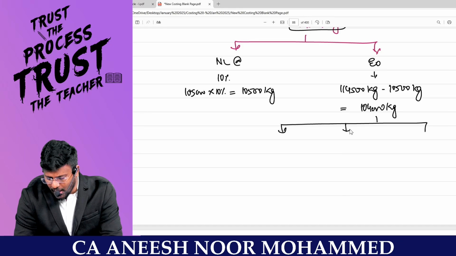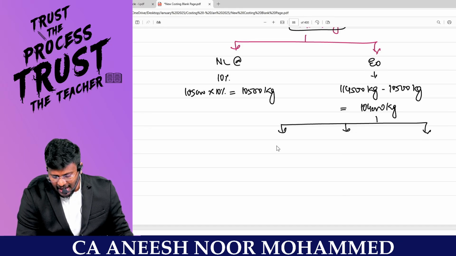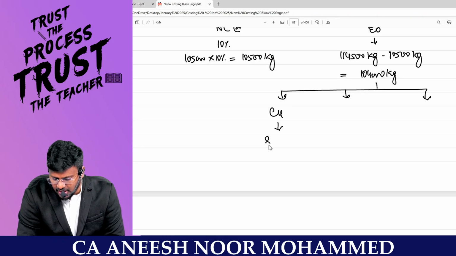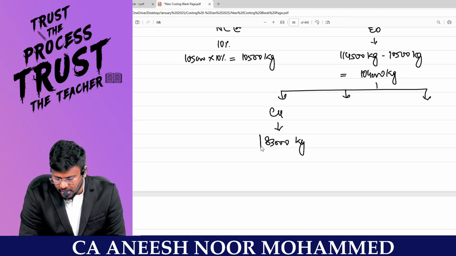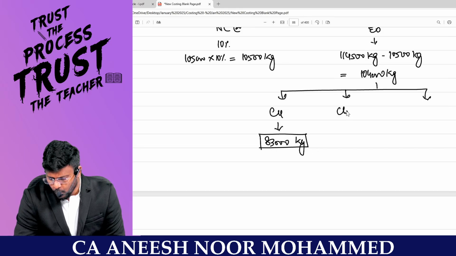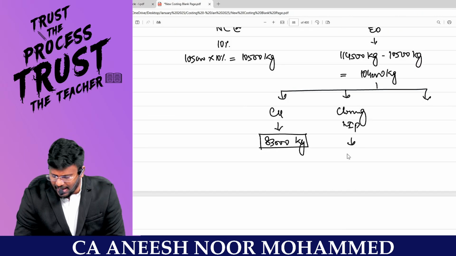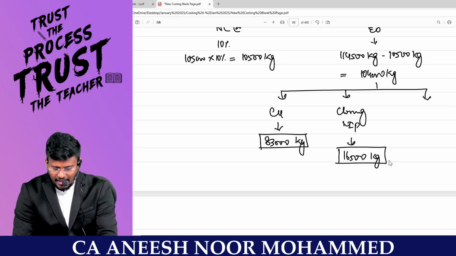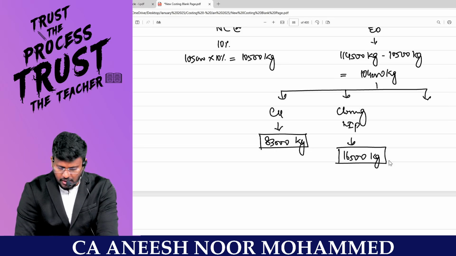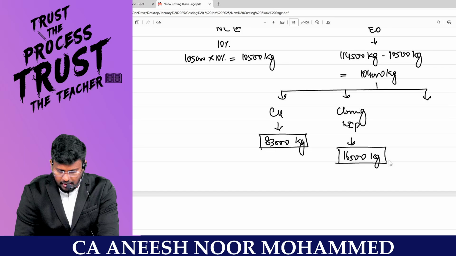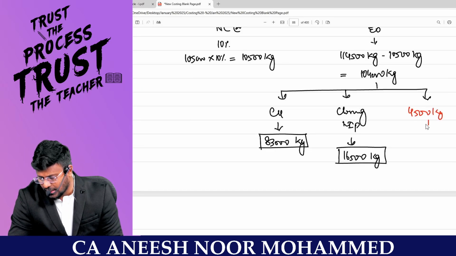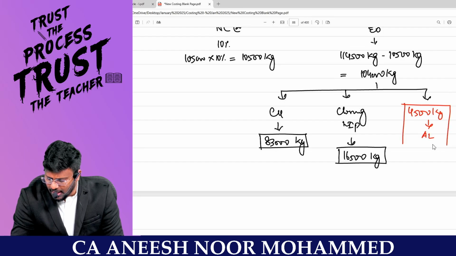Out of that 1,04,000 kg, we are having completed units. How much is the completed units? 83,000 kg are completed units. Comfortable, sir? We are having closing WIP, which has been given as 16,500 kg. So 1,04,000 minus 83,000 minus 16,500 comes to 4,500 kg, which is the abnormal loss.